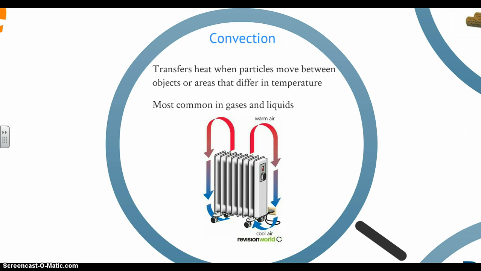So you can see our definition says convection transfers heat when particles move between objects or areas that differ in temperature. Warm air is going to rise up, cold air is going to sink down, and then you're going to have differences in temperature. And this is most common in gases and liquids. For the most part, it's gas. Most of the time, it's heat moving up or moving down.